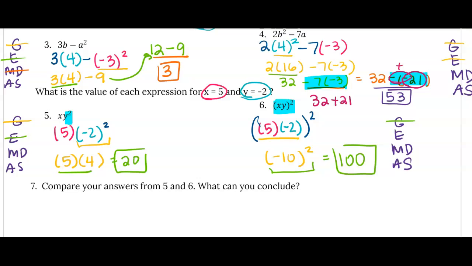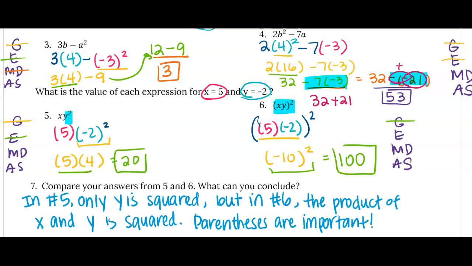So comparing our answers from 5 and 6, we can conclude that in number 5 only y is squared, but in number 6 the product of x and y is squared. So make sure you get that copied down for number 7. It's really important that you watch parentheses, and if you are using a calculator, making sure to type it in exactly as it's written on your paper. If you've written a parentheses, make sure you insert the parentheses as well.